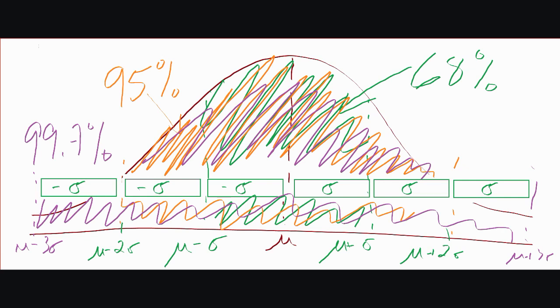So the standard deviation is our measuring stick that tells us how spread out our data is. And it tells us that within certain standardized ranges of the mean are certain percentages of our data. So let's take a look at a concrete example with some real numbers and try to make this make a little bit more sense.